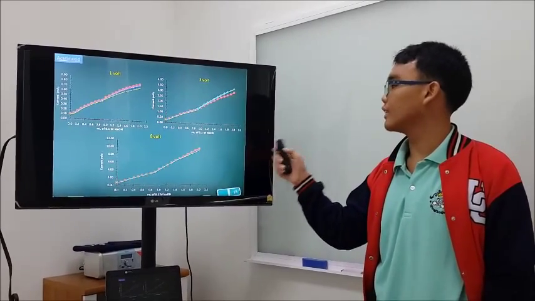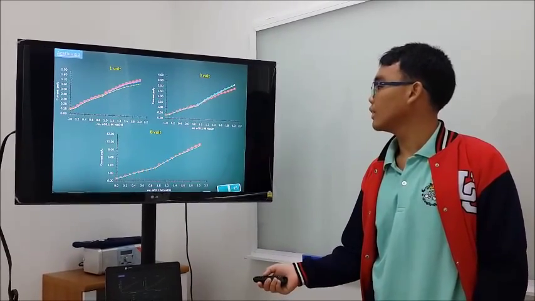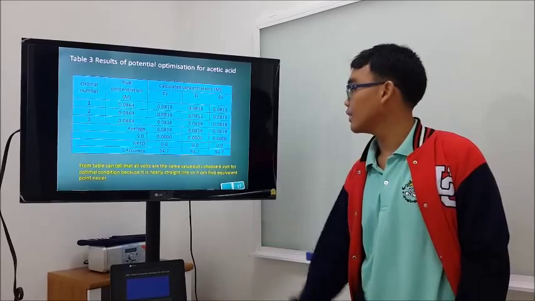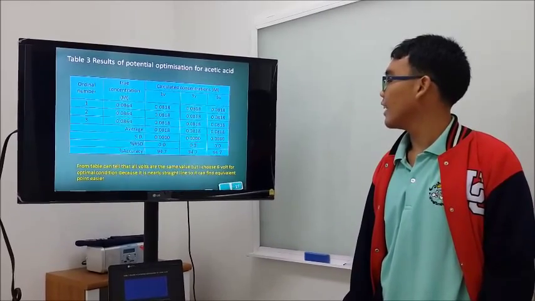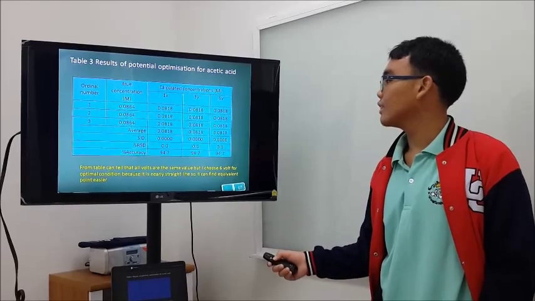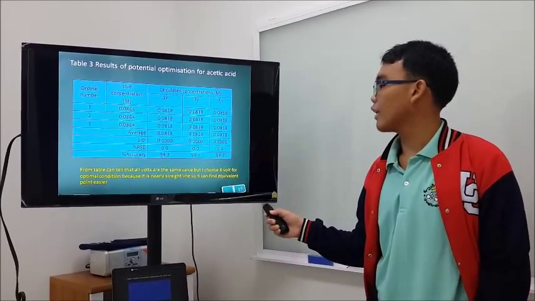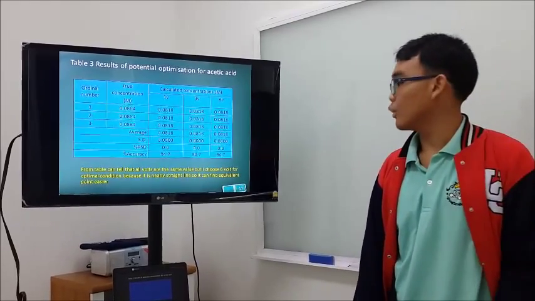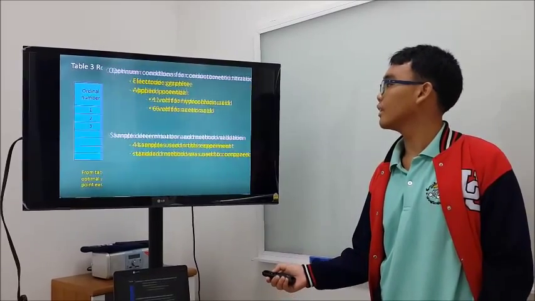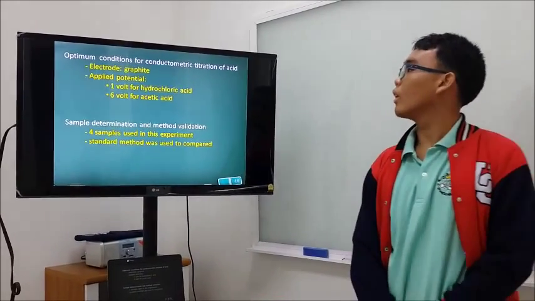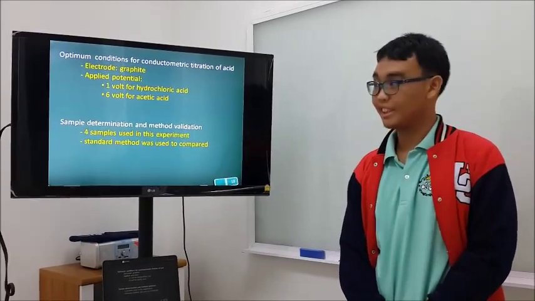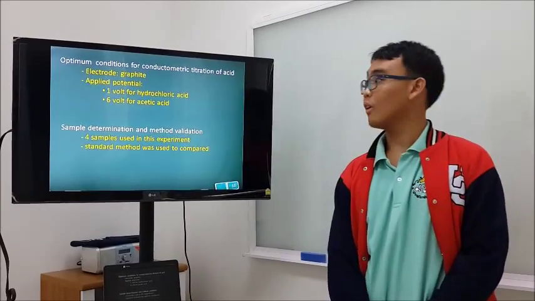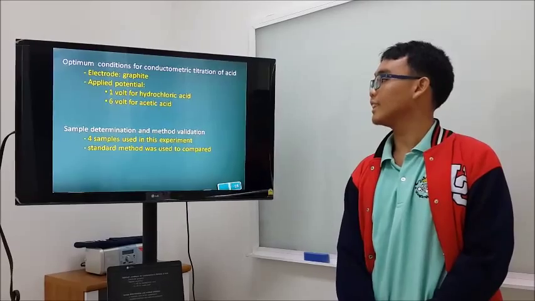Comparison of 1, 3, 6, 9 volt. From the results, SD, RSD, and accuracy are the same, but I choose 6 volt because it is nearly linear, so it can find the equivalent point easier. Optimal conditions for conductivity titration of acid determination: electrode, graphite; applied potential 1 volt for hydrochloric acid and 6 volt for acetic acid.